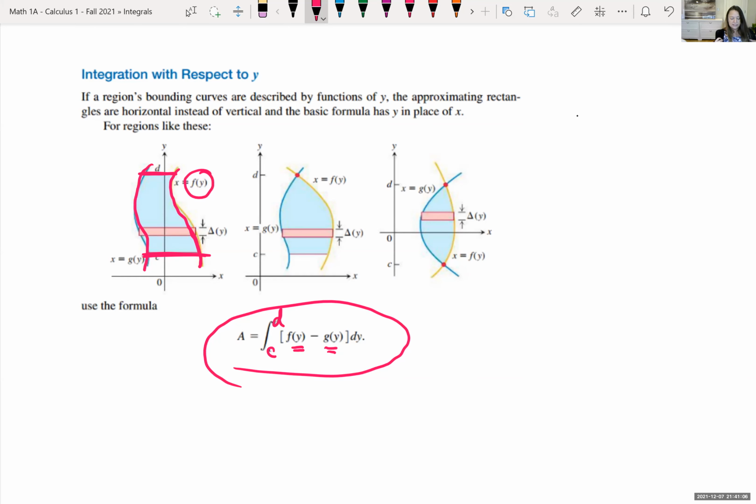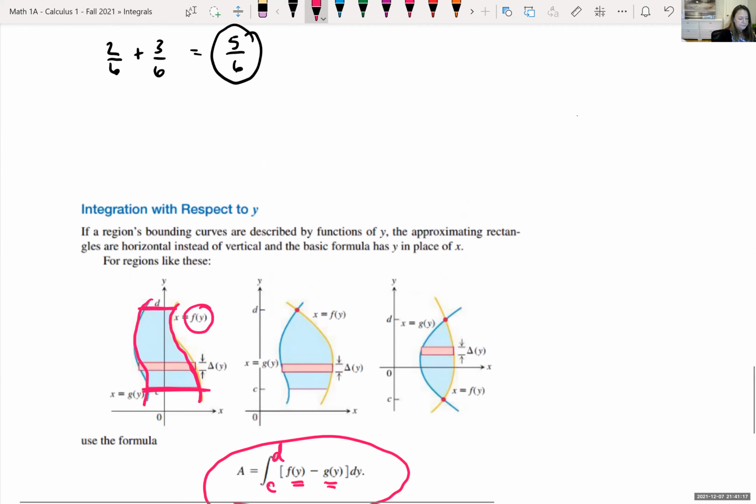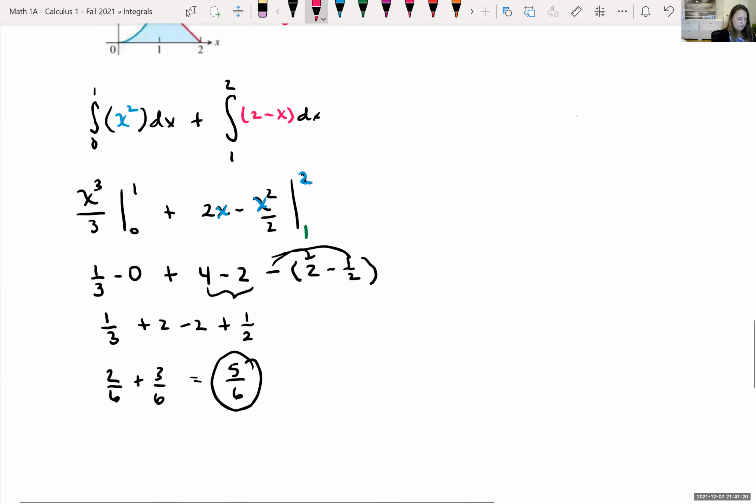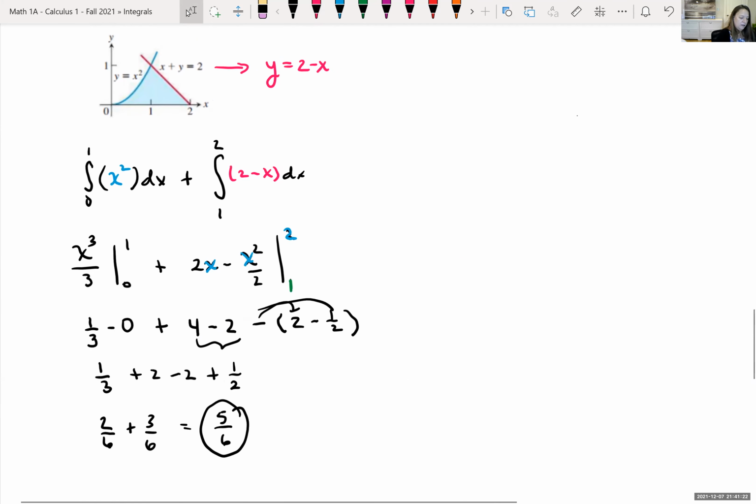So let's go look at that same example we just did, and let's rewrite our functions in terms of y instead of in terms of x, and use this. So in here, let's rewrite each of these functions. We have this function on the right that was x plus y equals 2, but we want this as x equals. And so we can rewrite this as x is equal to 2 minus y.